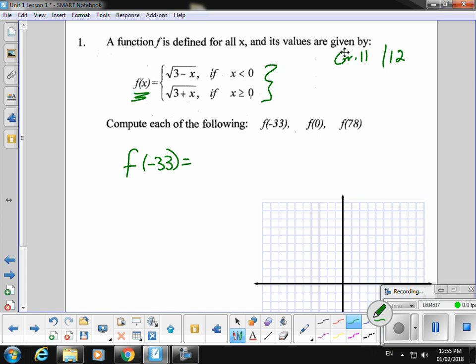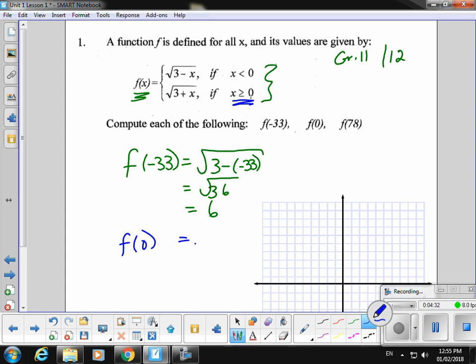And in that particular case, I'm at the top half of that listed function, so I have 3 subtract -33, which is the square root of 36, which coincidentally is a nice number, but that function has that value at that point. F at 0 comes from the x greater than or equal to 0 section of that piecewise function, and we have 3 plus the value of x, so we're looking for the square root of 3.